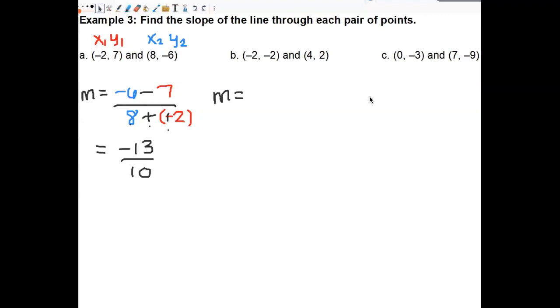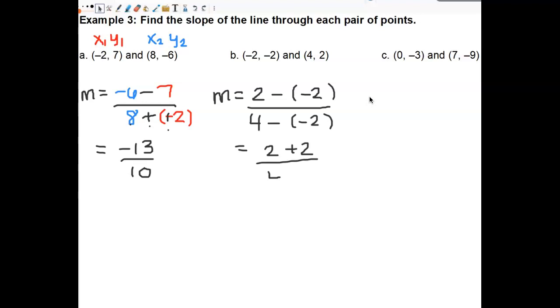Example B, it would be 2 minus a -2 over 4 minus a -2. So you get 2 plus 2 over 4 plus 2, which is 4 over 6. Now you can reduce your slopes. So 4/6 becomes 2/3.